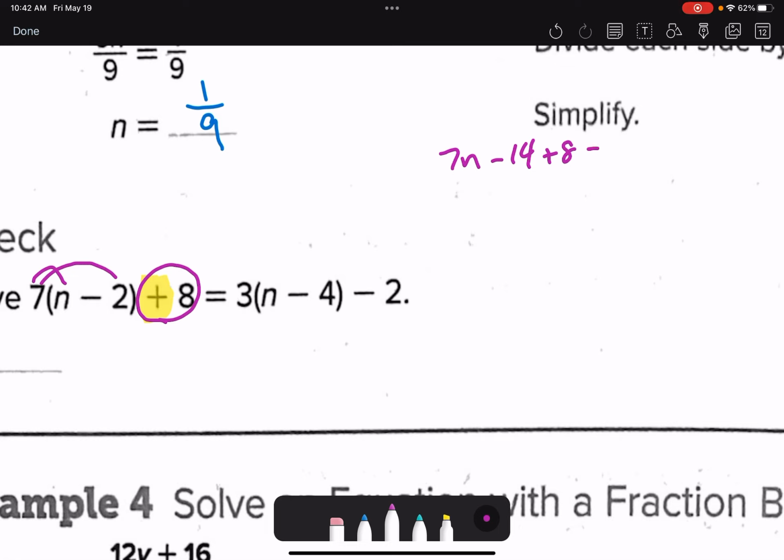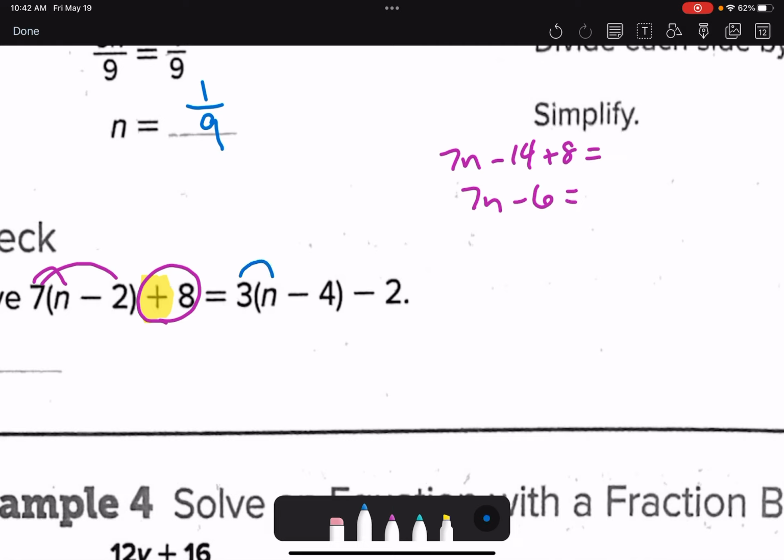If you want to just distribute the other side at this point, you can, but I'm going to focus on the left side. Okay, and then -14 plus 8, how much is that? Well, that would be -6, so I have 7n minus 6. 7n minus 6 has no more like terms, so I am done with the left side. Now I can go ahead and proceed to the right side.